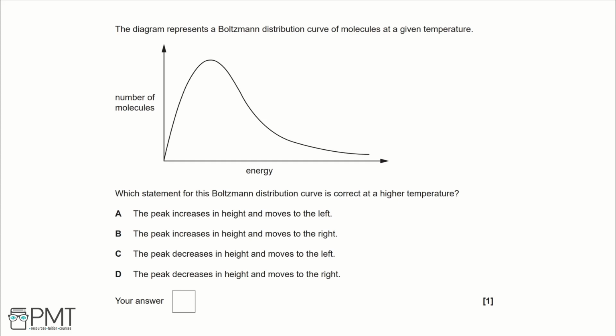B. The peak increases in height and moves to the right. C. The peak decreases in height and moves to the left. Or D. The peak decreases in height and moves to the right.